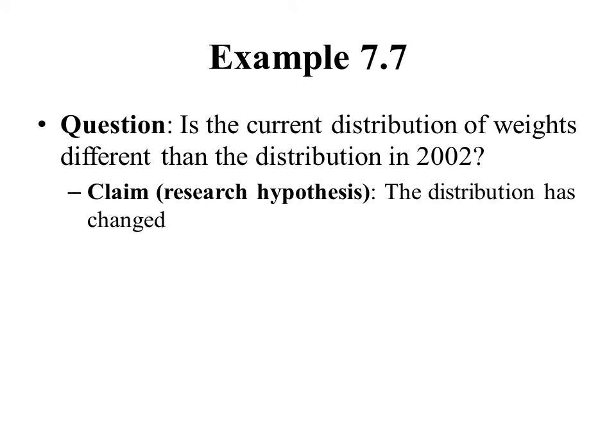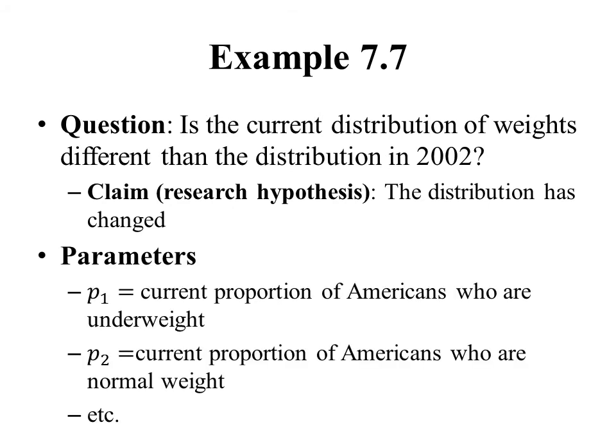So our claim, or the research hypothesis, is that the distribution has changed. Now again, just how it has changed, we don't know. We're not making a claim about that. We're just claiming that the distribution has changed. So we've got 4 different categories of weight, so we're going to have 4 different parameters. P1 is the current proportion of Americans who are underweight. P2, the current proportion of all Americans who are normal weight. P3 deals with overweight, and then P4 would be obese. So 4 different parameters.